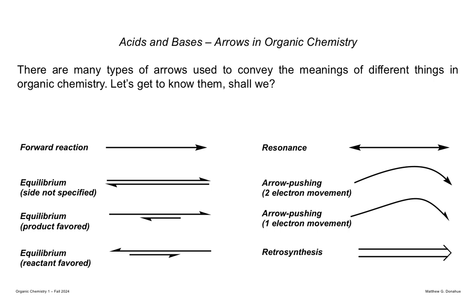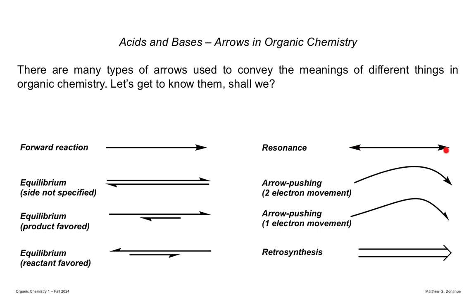So some arrows as a review. A forward reaction that favors products is drawn one way. Equilibrium, where the side is not specified, uses these half arrows of equal length. Equilibrium that favors more of the product has the longer arrow pointing towards the products. If the reactants are favored, you have the longer arrow pointing towards the reactant side.